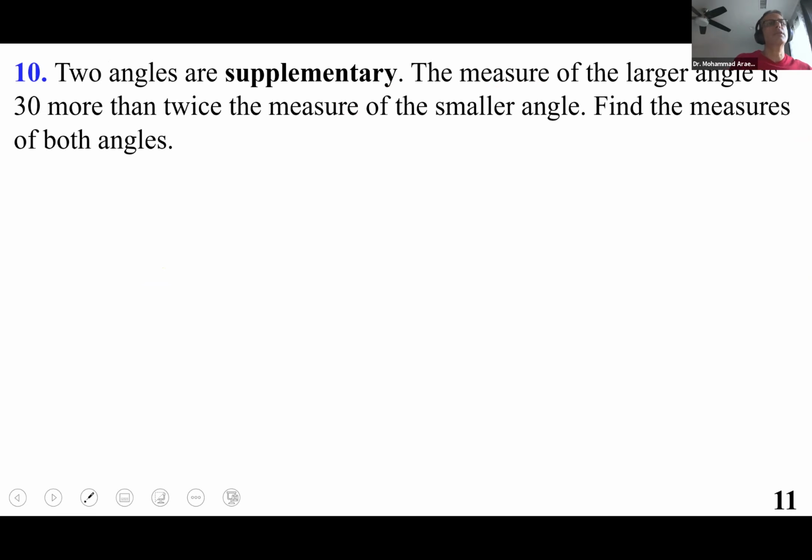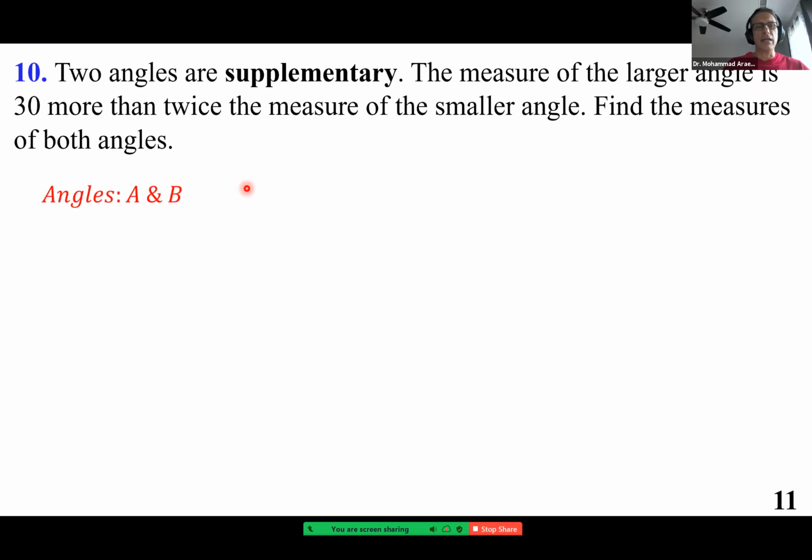Two angles are supplementary. The measure of the larger one is 30 more than twice the measure of the smaller one. We want to find the measure of both. Again, let's call them A and B, X and Y. You choose what you want to go with. What is the meaning of supplementary? The two add up to 180 degrees. So that's one of it.